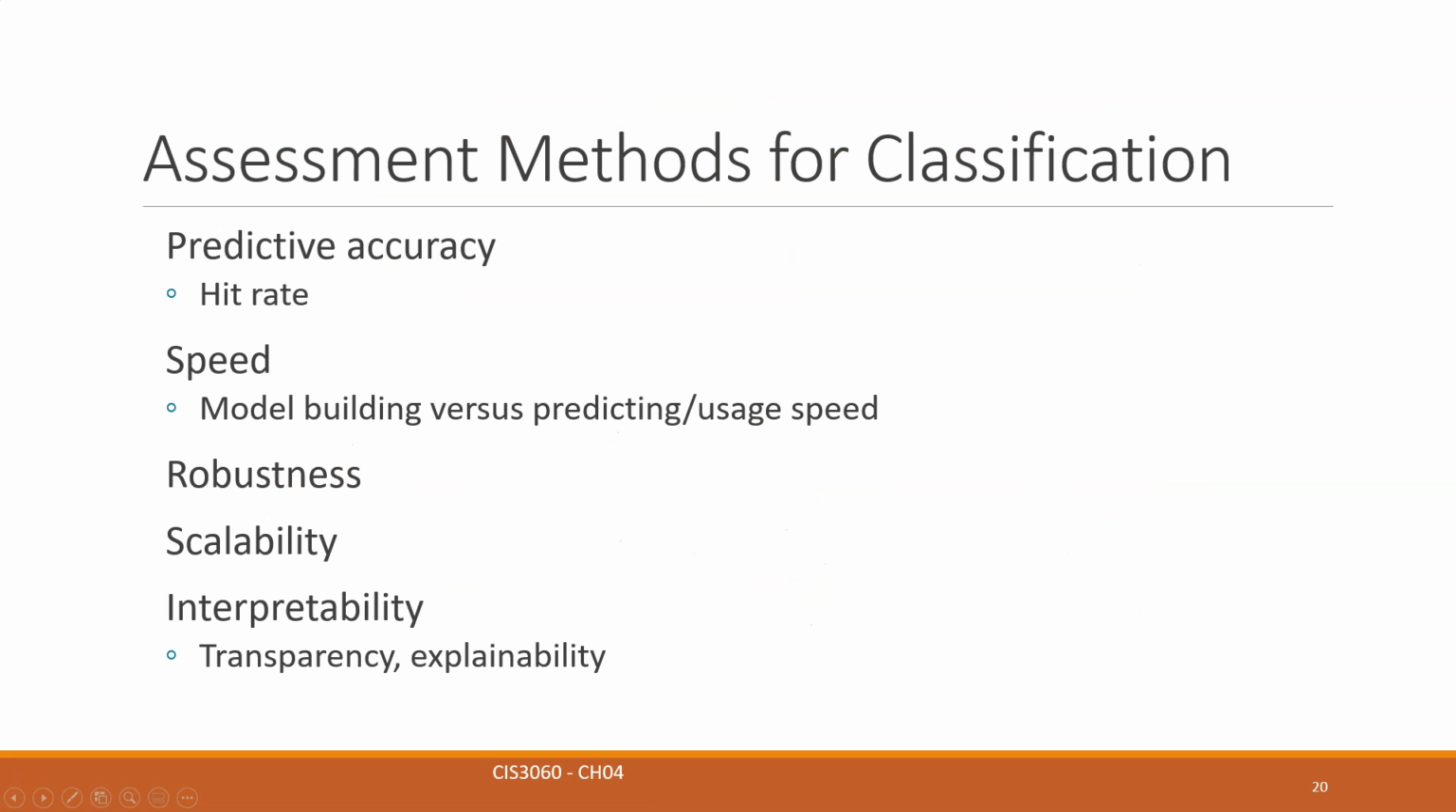So there are some assessment methods to determine whether our classification techniques are acceptable. A lot of times we determine whether its prediction is accurate, whether it can be done fast, whether it's robust. Robust would mean that if we put in an error value, it would still hold to be true.